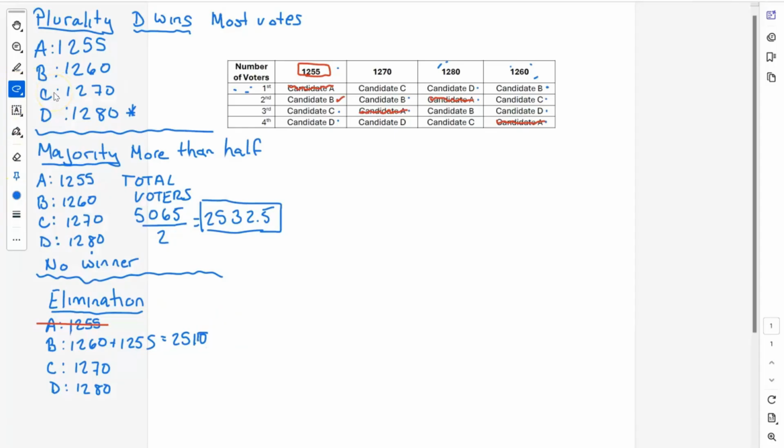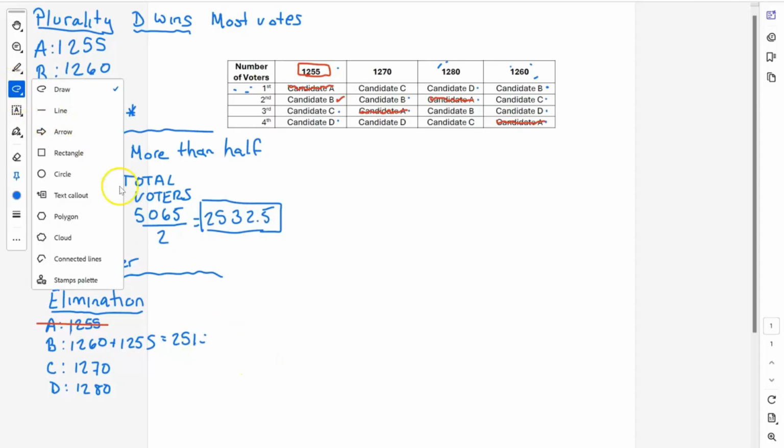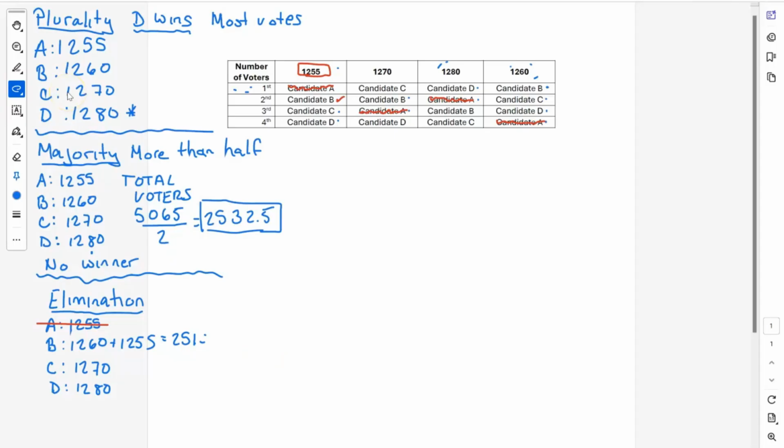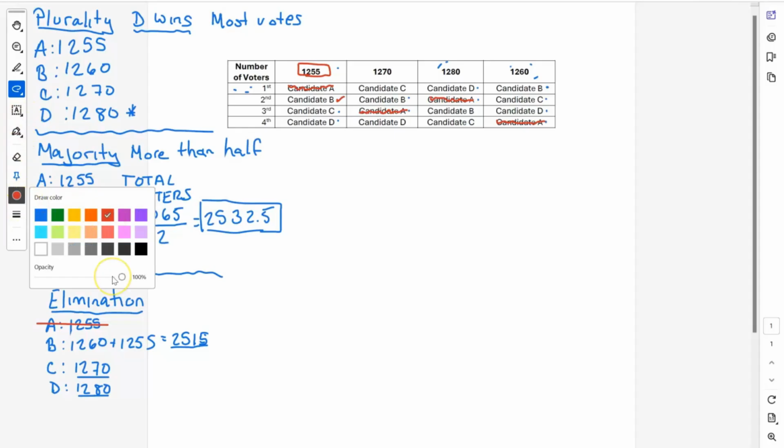Now, that's fantastic, but 2,515 is still not over half. So candidate B is close to winning, but candidate B hasn't won yet. So we need to eliminate the next lowest option, right? So now candidate B has 2,515 votes. Candidate C has 1,270, and candidate D has 1,280. So the next lowest option to get rid of would be candidate C.